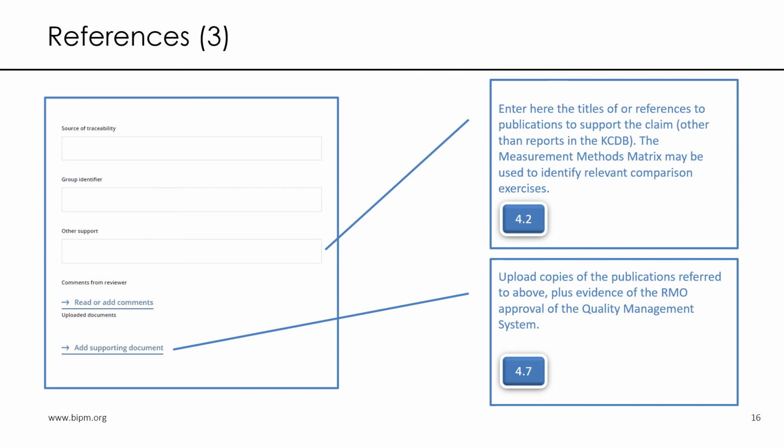Here you can add the titles or references to publications to support the claim, other than reports that are already published in the KCDB. And you can use the measurement methods matrix to identify relevant comparison exercises. And please also upload copies of the publications and evidence of the RMO approval of your quality management system.